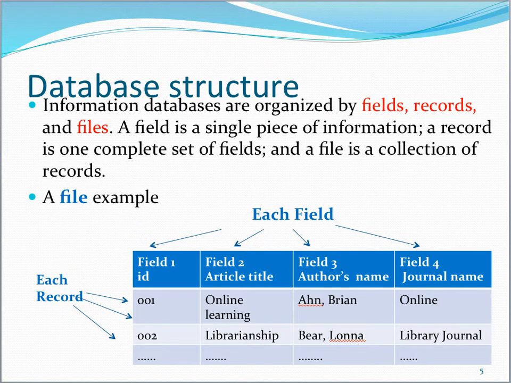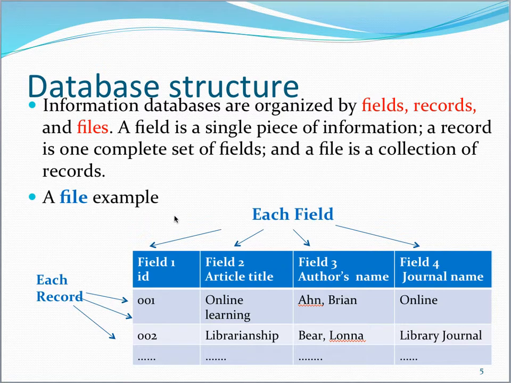It is very simple. Information in a database is organized by fields, records, and files. A field is a single piece of information. A record is made out of fields, and a file is a collection of records. For example, in this file we have displayed 4 fields. Field 1 is labeled ID. Field 2 is labeled article title. Field 3 is labeled author's name, and field 4 is labeled journal name.